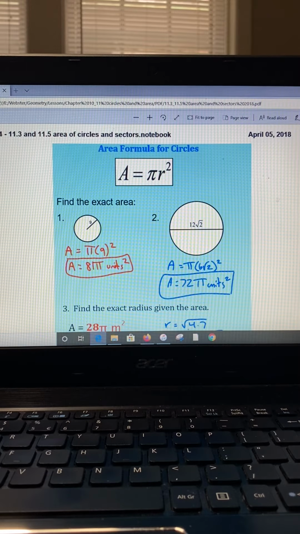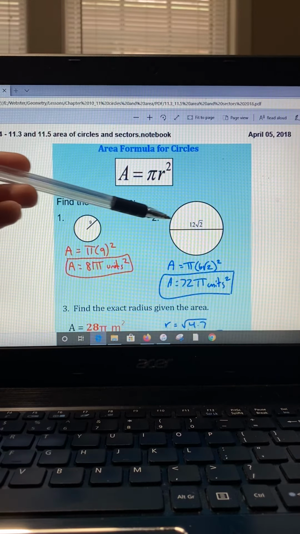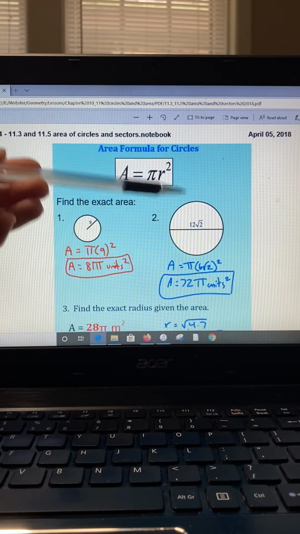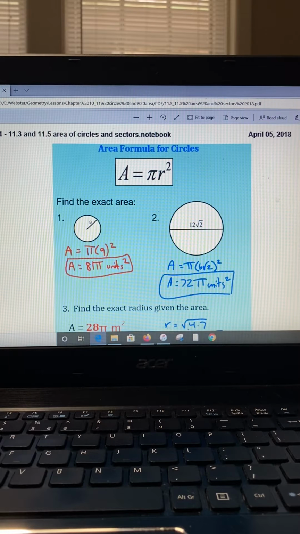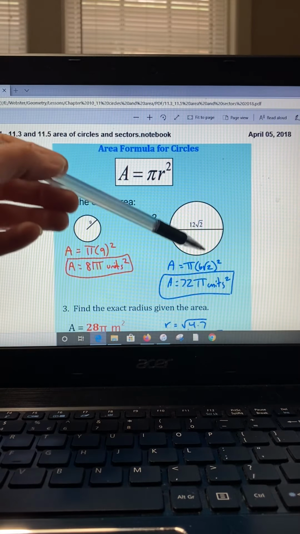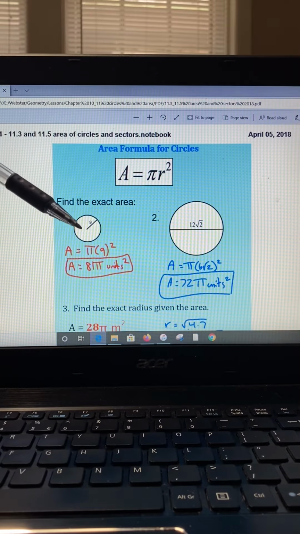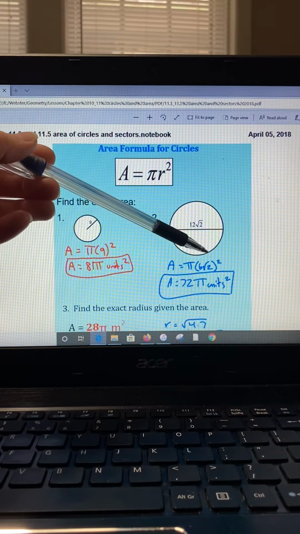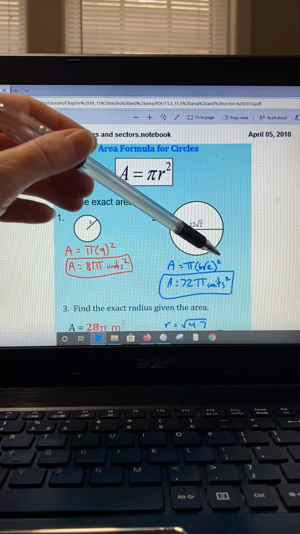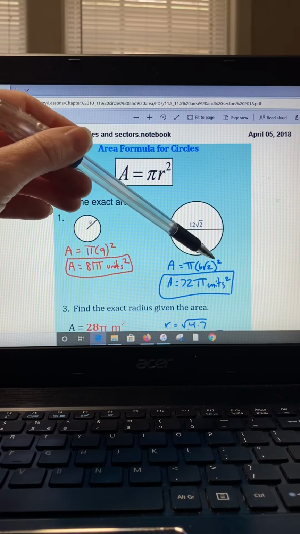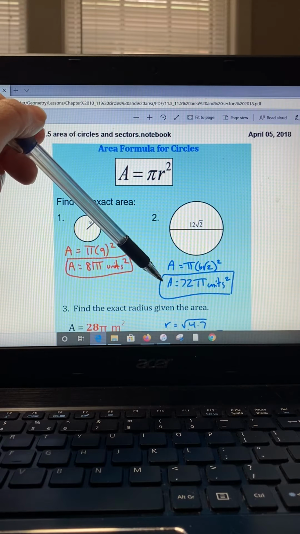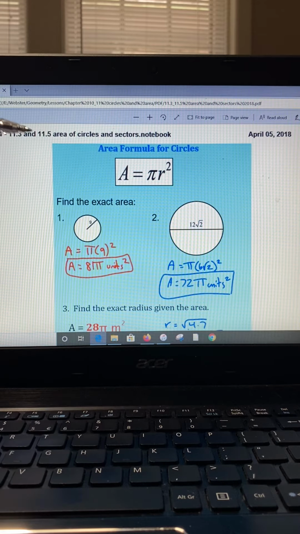Now number 2, it says 12 root 2. That is the entire diameter, so you have to figure out the radius first. You take the diameter, divide it by 2, and that's where that 6 root 2 is coming from. Now make sure, either by hand or with your calculator, that you can take 6 root 2 and square that correctly, because the 6 also gets squared, and the root 2. When you type that, you better be getting 72. If you're not, you're computing it incorrectly. So exactly, that's going to be 72 pi.